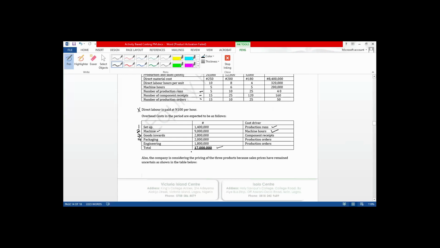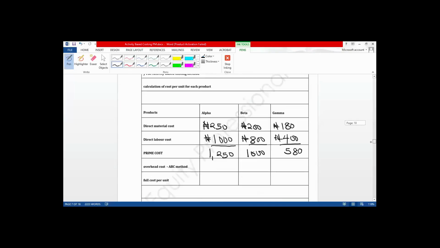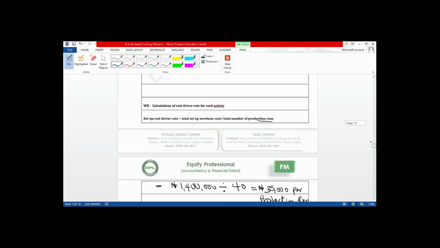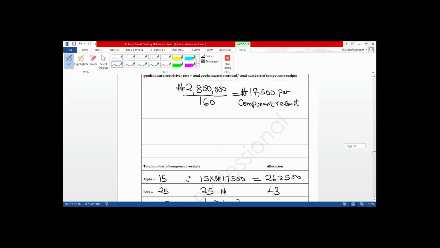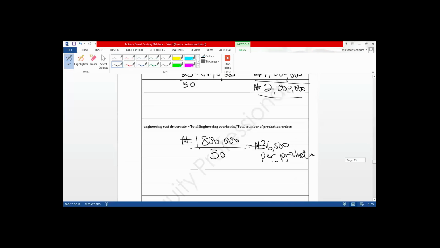Total overhead is 17 million. That means if I share to all the products, it must still give me 17 million total. On the basis of activity now, look at it. On the basis of activities, we have allocated overhead to the three products.